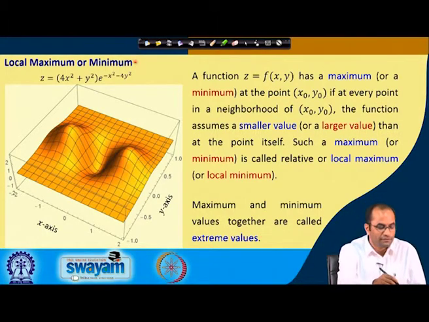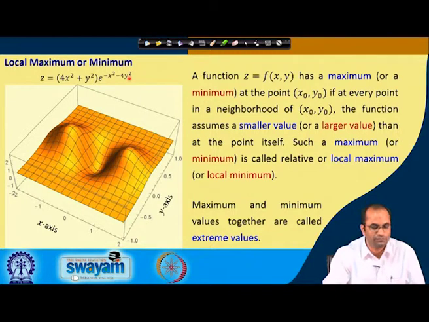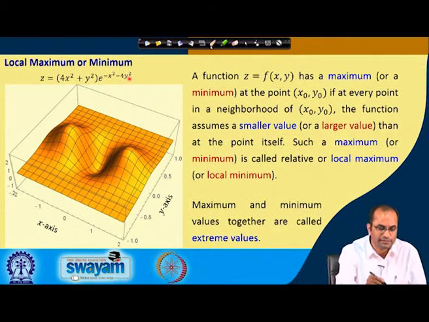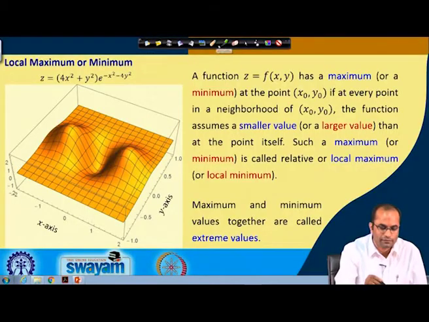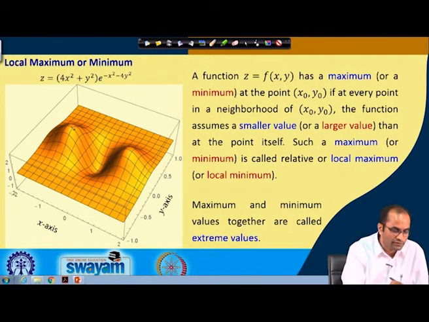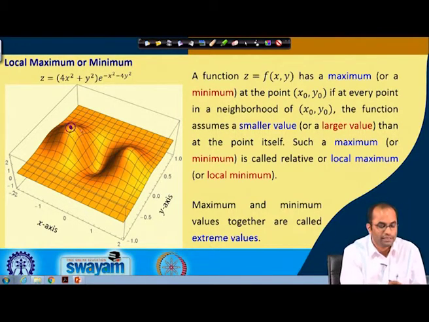So, here is the plot or the surface of z equals (4x² + y) e^(−x² − 4y²), and we can see clearly at this point, for example, the function in the neighborhood of this point is taking smaller values than at that point itself. So, here this is a maximum locally. So, we call this a local maximum.